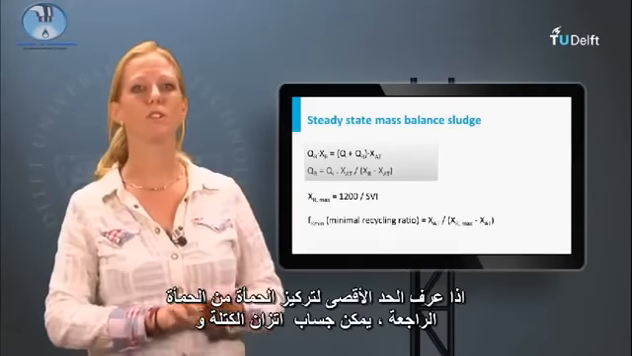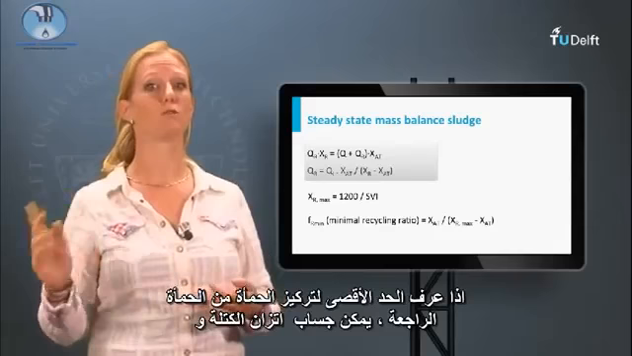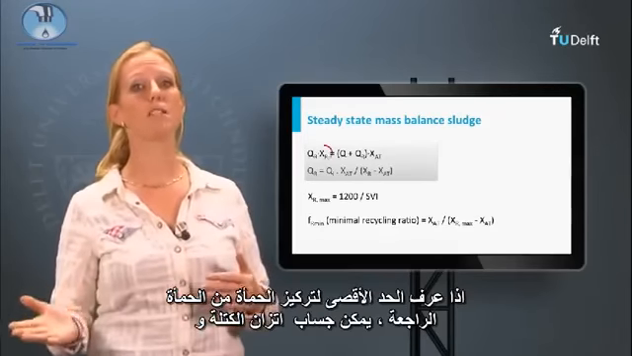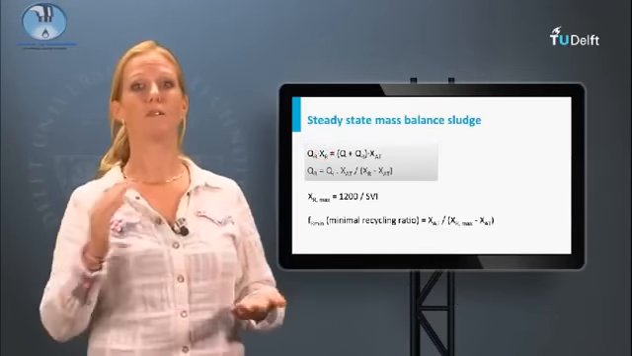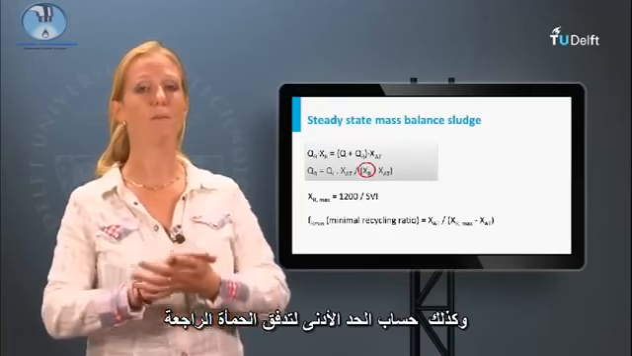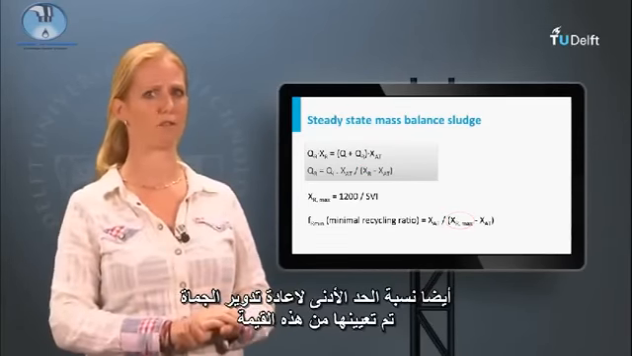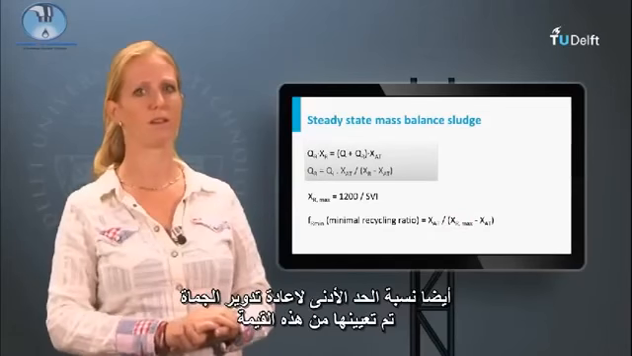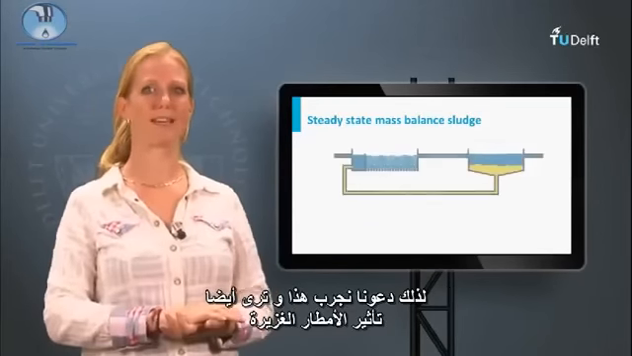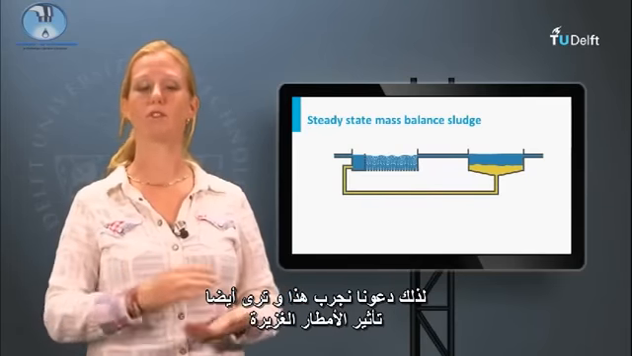If a maximum sludge concentration of the sludge recycle is found, the mass balance and the minimum return sludge flow can be calculated. Also, the minimum recycle ratio is set by this value. So let's practice with this and also see the influence of heavy rain.